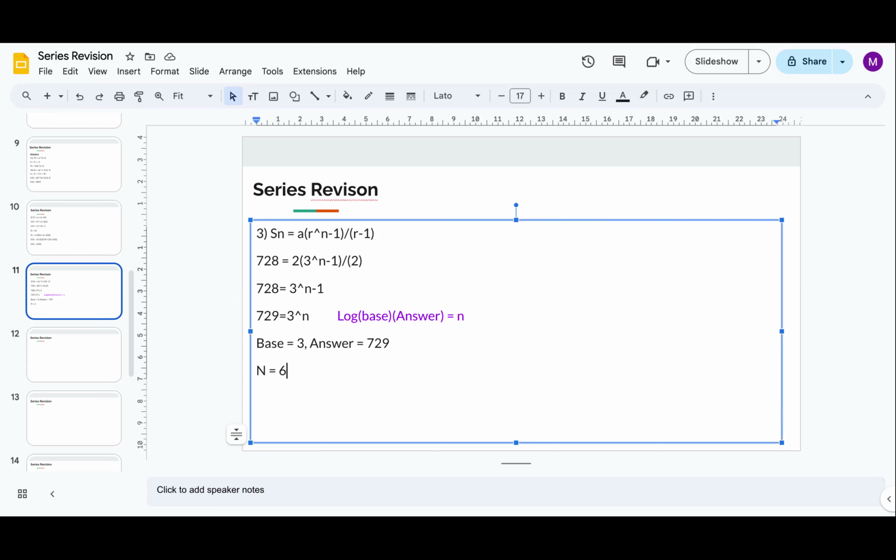Okay, and in that order, you put in log, and then the next thing that comes into the colored square is base, and then the white rectangle is your answer, and that will give you your n value.